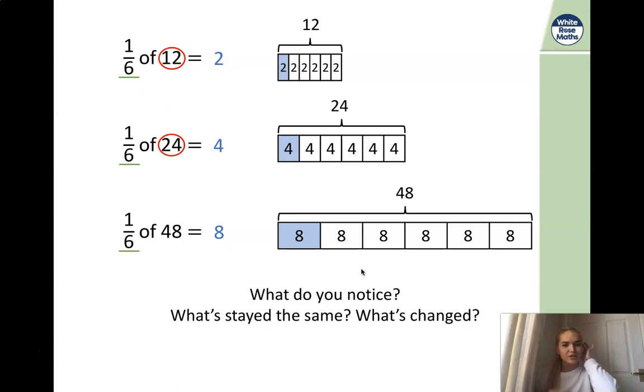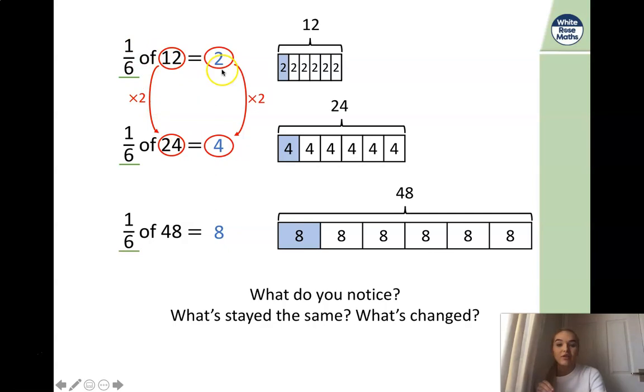Let's look at the relationship between 12 and 24. What do we multiply 12 by to get to 24? Absolutely, we multiply it by 2. And how do we get from 2 to 4? We multiply it by 2. So we can agree that when the fractions are the same, whatever the whole number is multiplied by, so if it's 2, the answer can be multiplied by 2 as well.